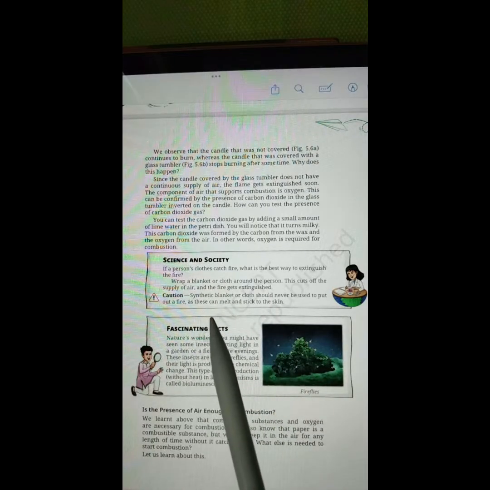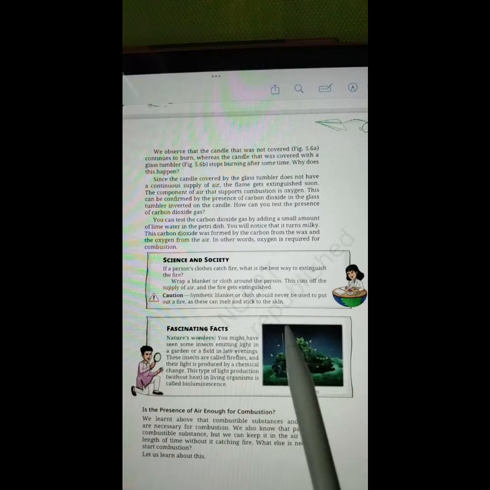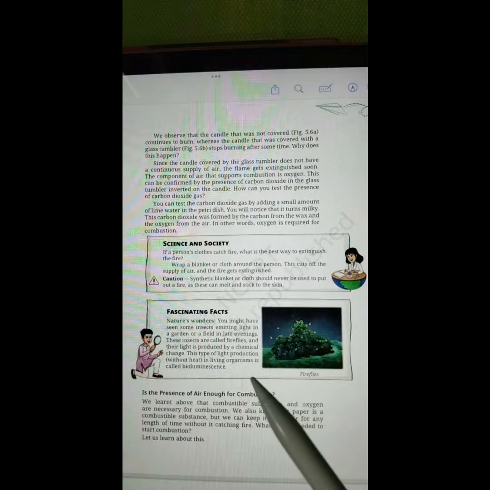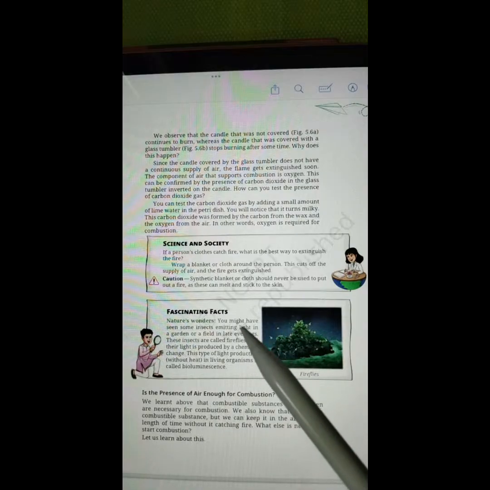Caution: synthetic blankets or clothes should never be used for putting out a fire, as these can melt and stick to the skin. This is a very important thing. So a woolen blanket can be used to cover a person, because of which the supply of oxygen will be cut and the fire will stop automatically.